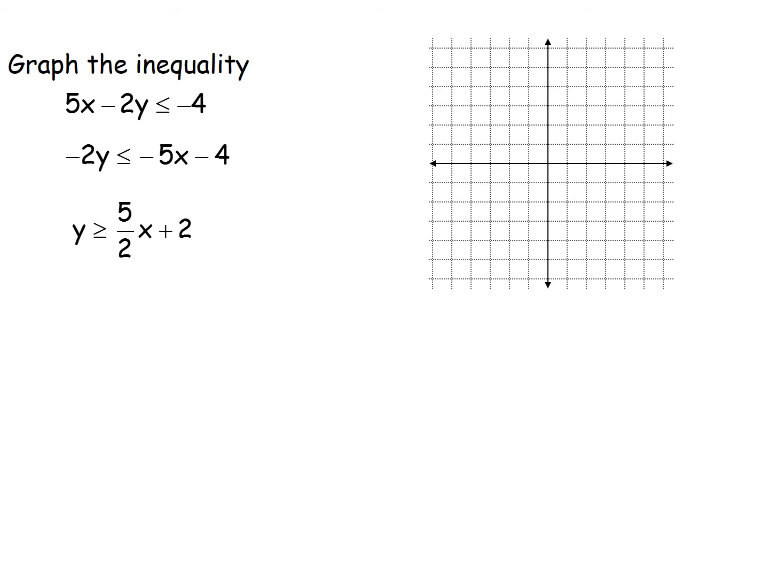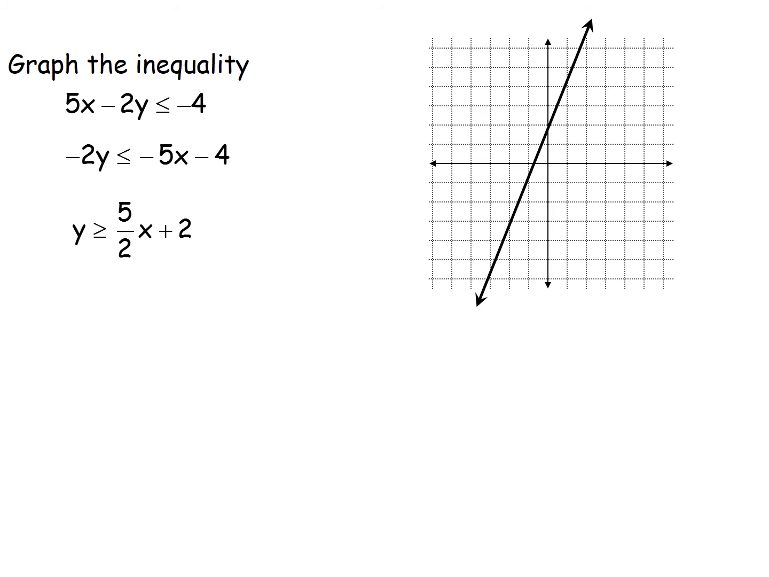Now remember from solving inequalities that anytime you divide or multiply by a negative number, that causes your inequality symbol to change directions. So here, instead of less than or equal to, it now says greater than or equal to. So y is greater than or equal to 5/2 x plus 2. We graph this information. Here's the line we get. And because it also has the equal to portion of the inequality, it's going to be a solid line.